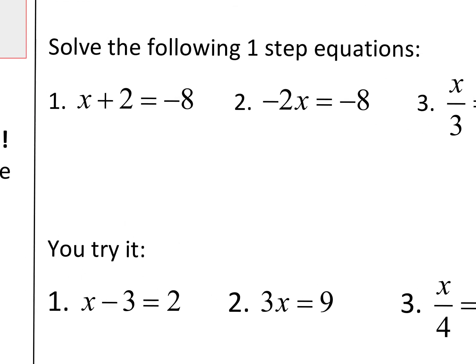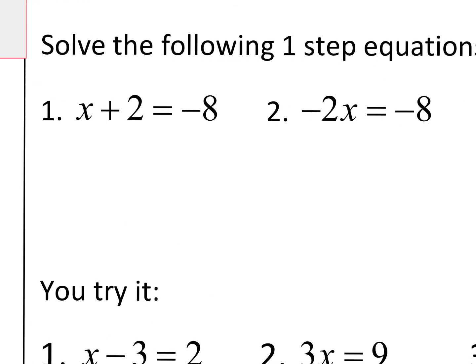So check this out. I want to do 1, 2, 3, and 4. Number 1, I want to get x by itself on the left side of this equal sign. How do I get rid of that plus 2? A minus 2 or a negative 2, whatever you want to call it. And of course, if you subtract 2, it's going to get light. It's going to be off balance. What do I need to do? Do it same to the other side.